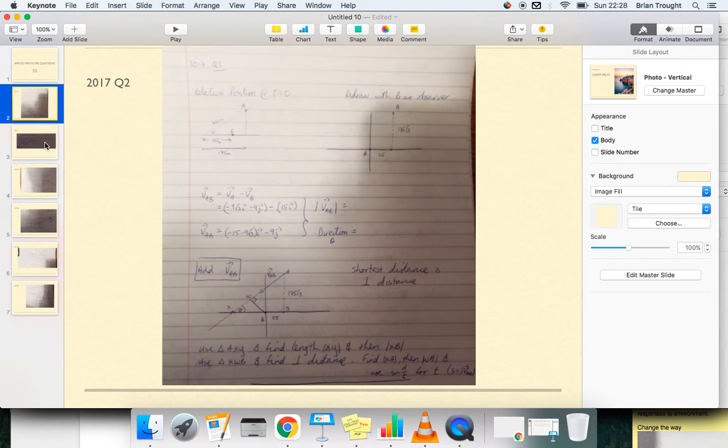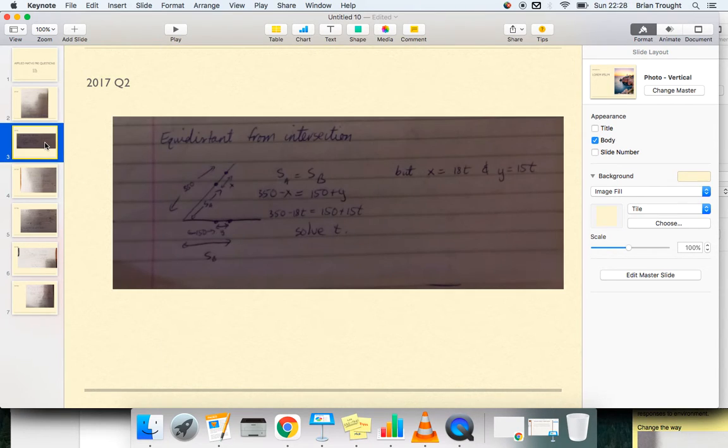The second part though is the time taken when they're equidistant from the intersection.